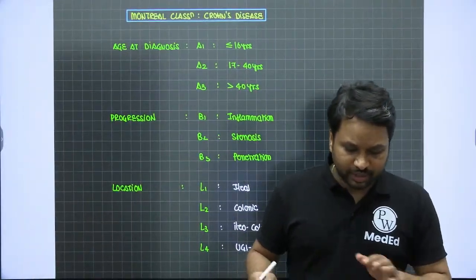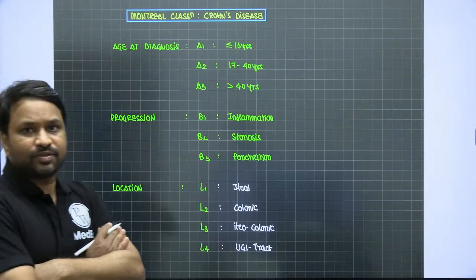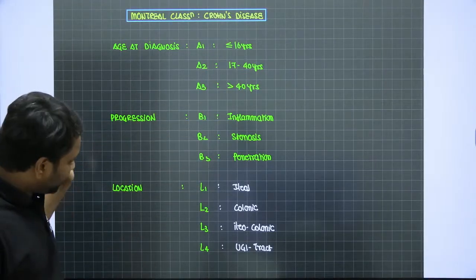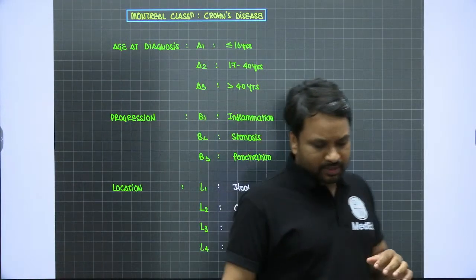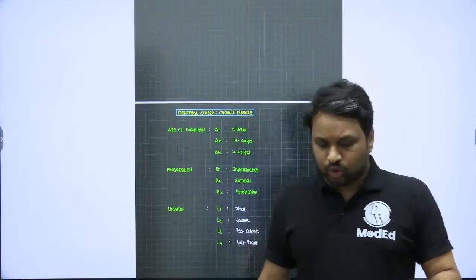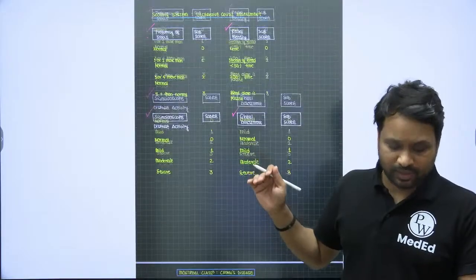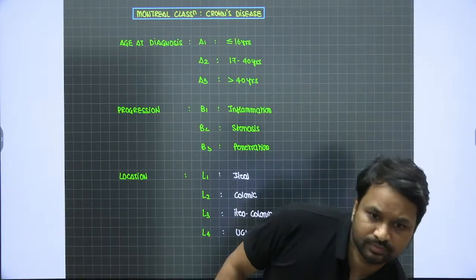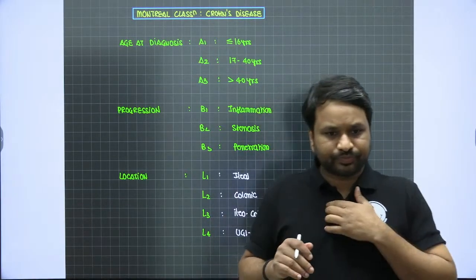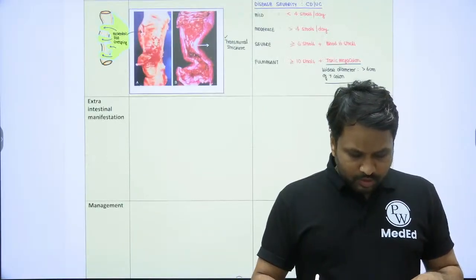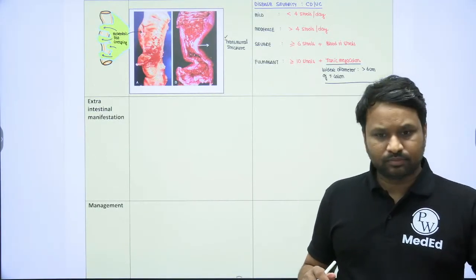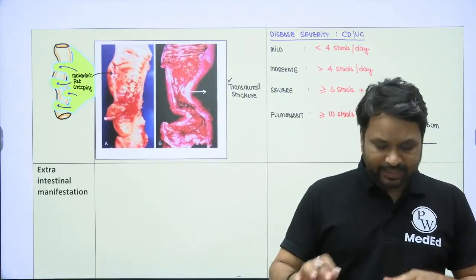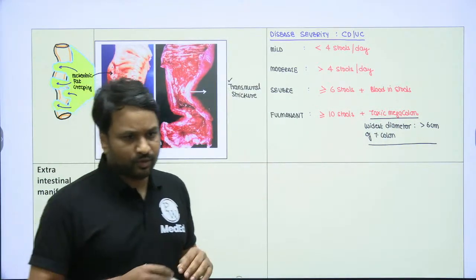So this is the Montreal classification of Crohn's disease, based upon the age at which diagnosis is done, progression of the disease, and the site of the disease based upon the location. So there are two factors that you have for ulcerative colitis as well as for Crohn's disease. So that was with respect to the components here. This is about the presentation of both the inflammatory bowel diseases, ulcerative colitis as well as Crohn's disease.